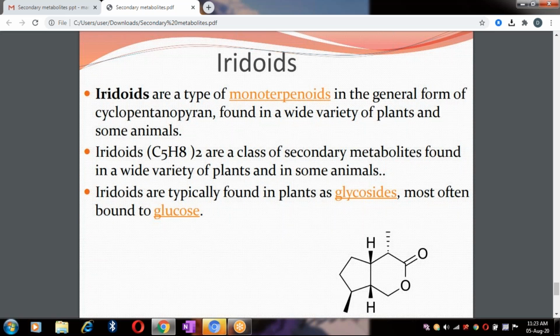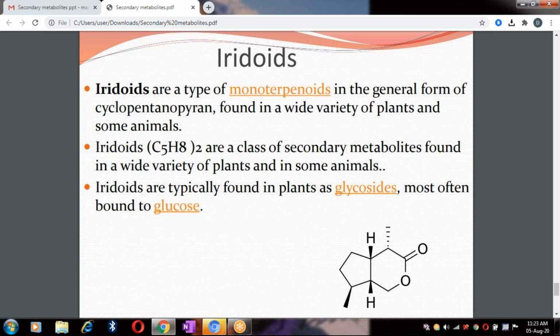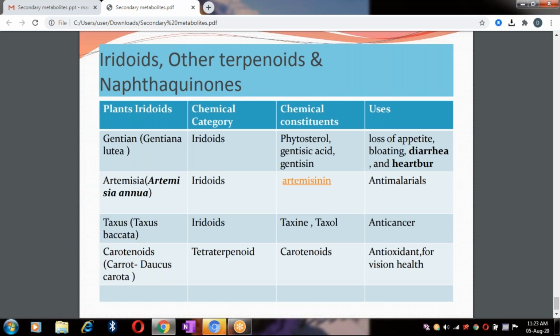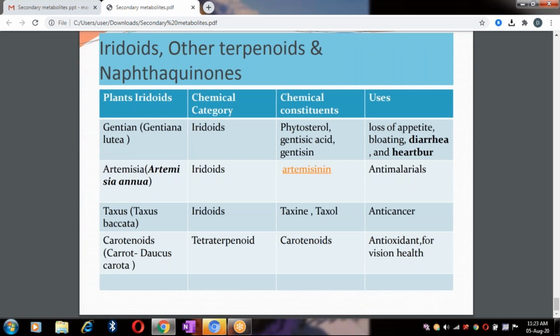So under iridoids, other terpenoids and naphthaquinone. Naphthaquinone is again another chemical class. You have got to study 4 drugs. One is gentian. Gentian is got from Gentiana lutea. So they basically contain iridoids called gentiopicroside, gentisic acid, gentiosin, etc. And they are used for treating loss of appetite, treating diarrhea, heartburn, etc.